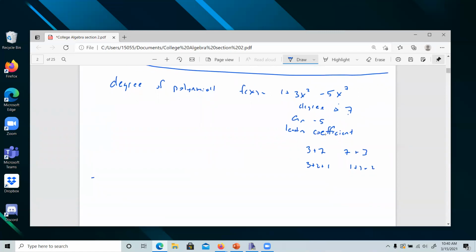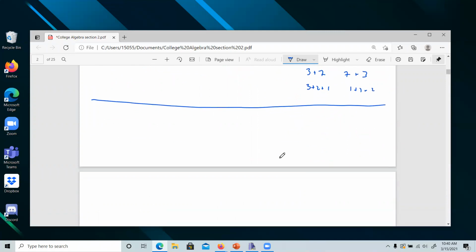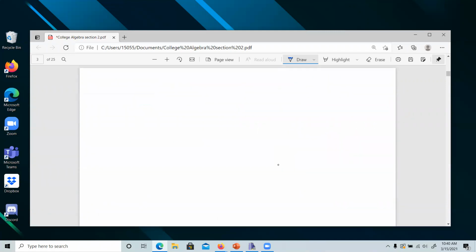So why did I care about that? We'll go to the next page. If your degree is an odd number, well, we'll do an even number. So it is an even number. We're talking about quadratics, like we talked about in the last section. We're talking about x to the 4th, x to the 6th, x to the 12th, anytime we have an even number here. So the degree is even. There's two things that could happen.